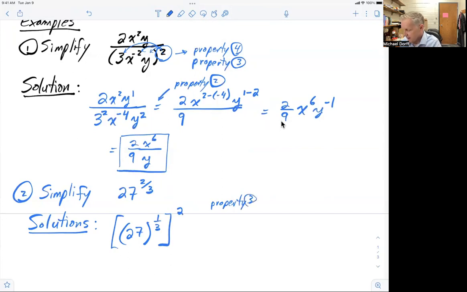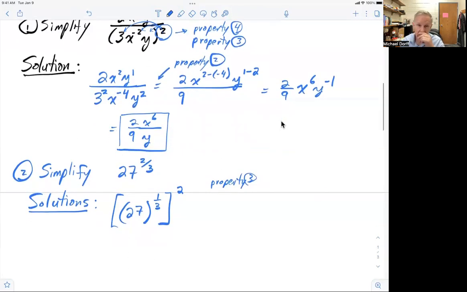Property number 3 would say if I had 27 to the 1/3 all to the squared power, I'd multiply the 1/3 by the 2 to get 2/3, which is what I started with. Now, why do I do that?